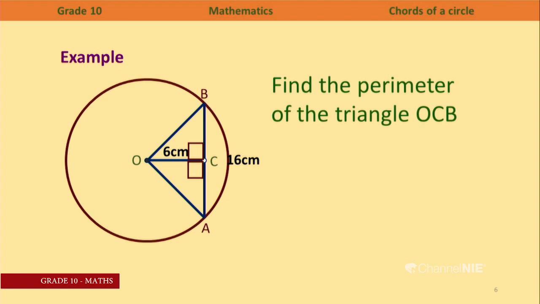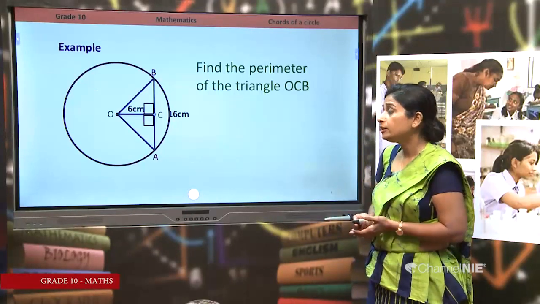But when you take the perimeter, you should know the lengths of all three sides of this triangle. But can you see the lengths, all the measurements, of all three sides? OC, BC and OB. Can you see that? You can see only the length of the OC line. But you still don't know the lengths of the other two sides. What are the other two sides? OB and BC. We know the length of the OC side only. We have to find that. How do we find the lengths of the other two sides?